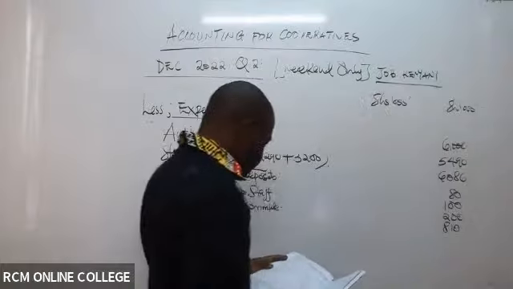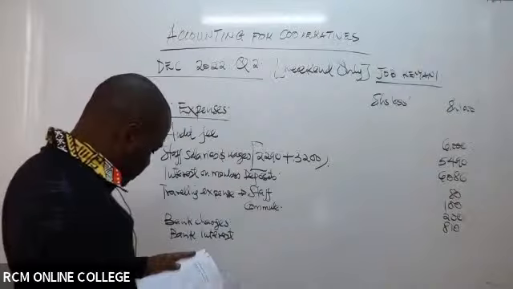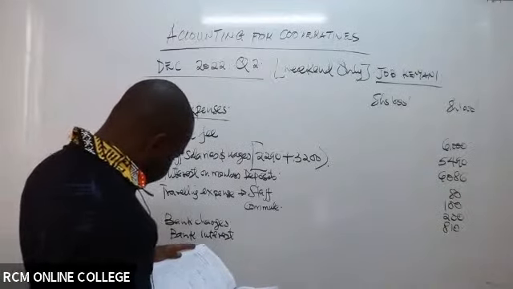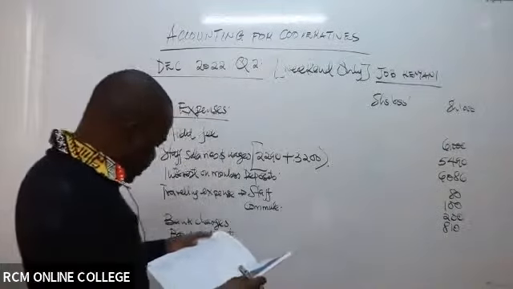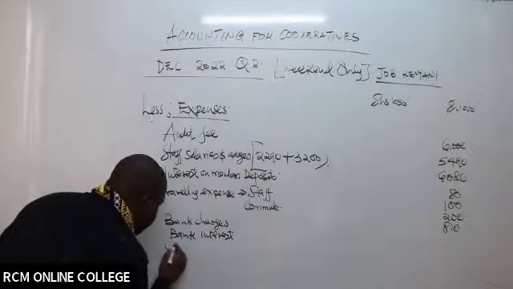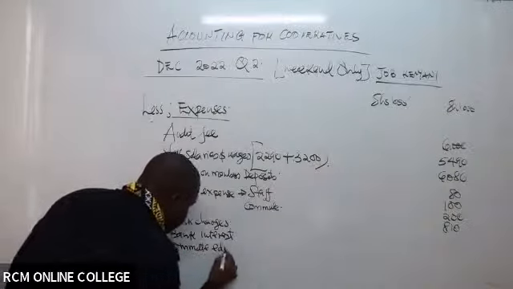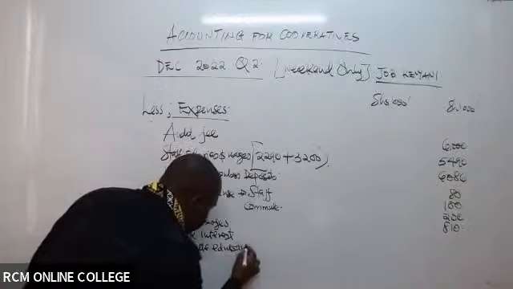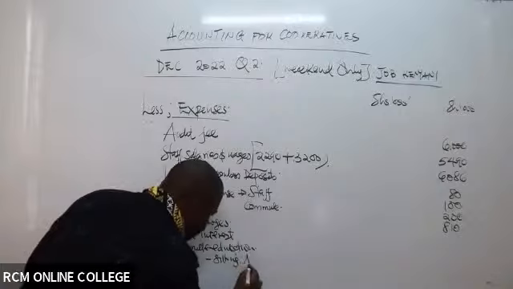810, exactly 810. Then we have, apart from the bank interest, salaries and wages. I think we've been able to deal with it. Committee education expense, committee sitting allowance. So committee expenses, committee education, we have committee education, and of course, sitting allowance.